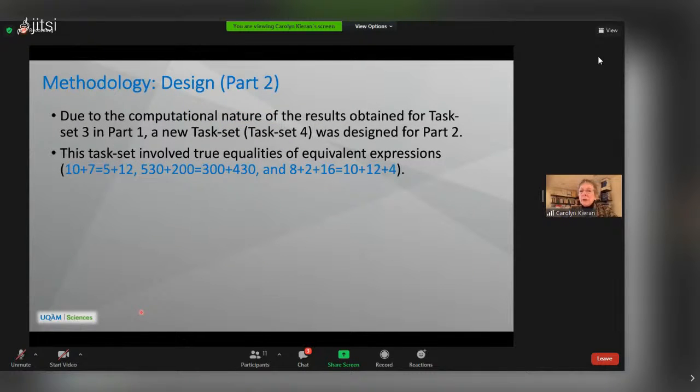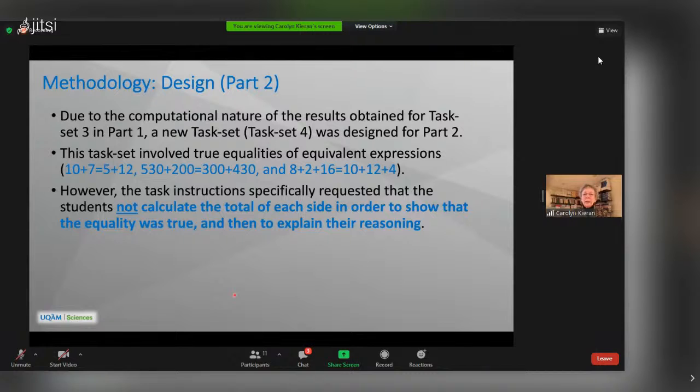Due to the computational nature of the results obtained for task set 3 in part 1, a new task set 4 was designed for part 2. This task set involved true equalities of equivalent expressions. These were the 3 equalities that form the basis for task set 4. However, the task instructions specifically requested that the students not calculate the total of each side in order to show that the equality was true, and then to explain their reasoning.